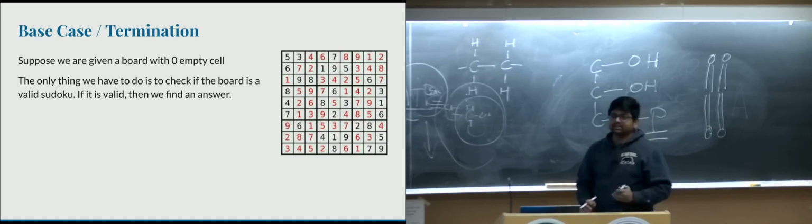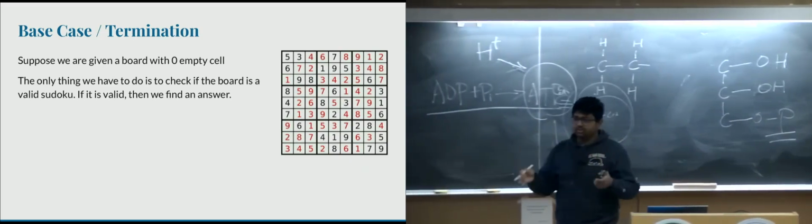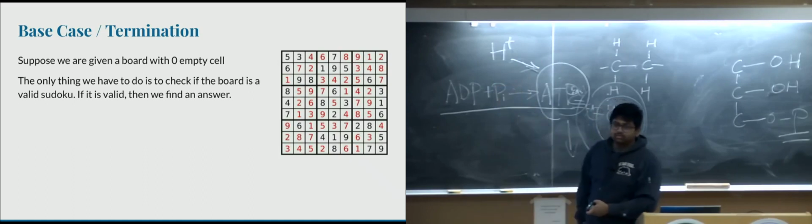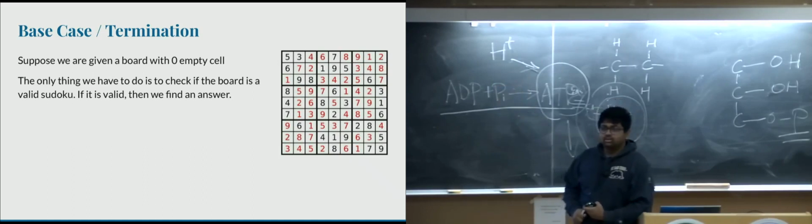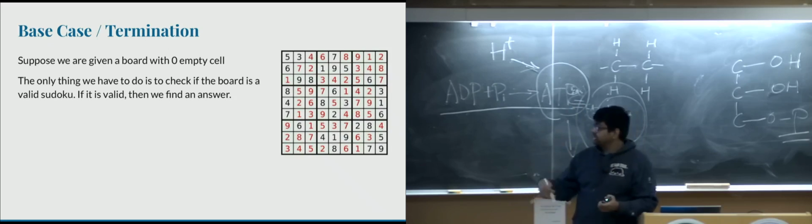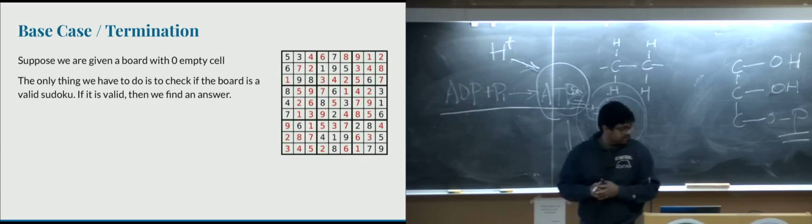So what is the base case? If we keep doing this, eventually we'll end up with a completely filled Sudoku. The only thing we have to do is check if it is a valid Sudoku or not. That's correct, right? Makes sense? So we start with k empty cells, we go to k minus 1, k minus 2, k minus 3, eventually we'll hit 1, or rather k will be 0 in the end, where everything is filled. The only thing left for us is to check if it's a valid Sudoku or not, right? That would be our base case. Is it clear? Yeah, okay.